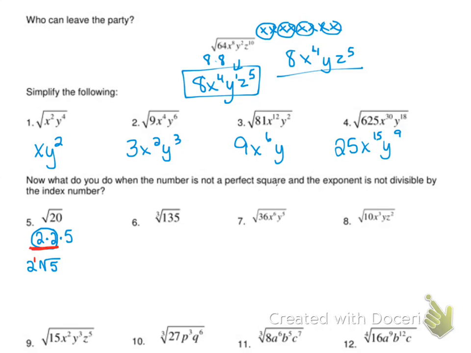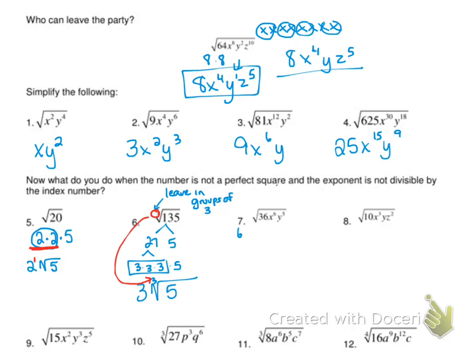This next one is going to be an example of a special party, and what groups do they have to be in the special party? They have to be in groups of 3 at this party. So at this party, they can only leave in groups of 3. So when I break this down, I get 27 times 5, and 27 is 3 times 3 times 3. So there's a set of triplets, the 3's. How many sets? One set. So 3 times cube root of 5. Okay? Don't forget this little 3 right here has to be in my answer right here.